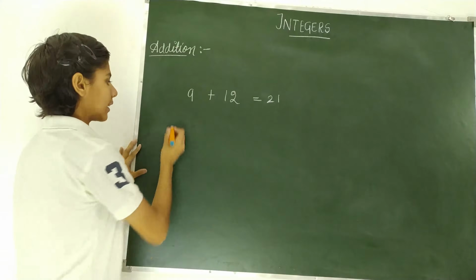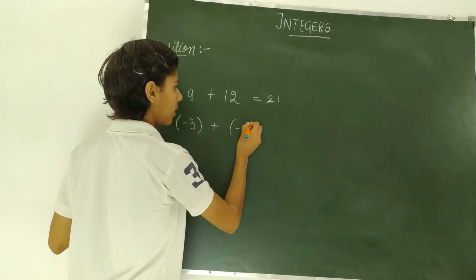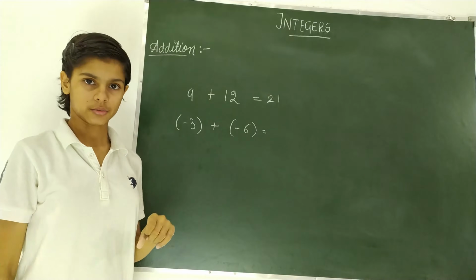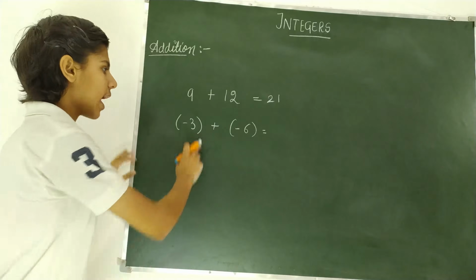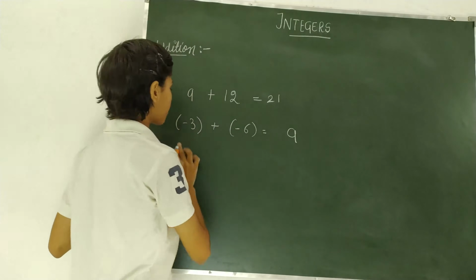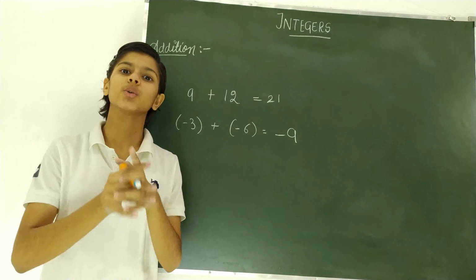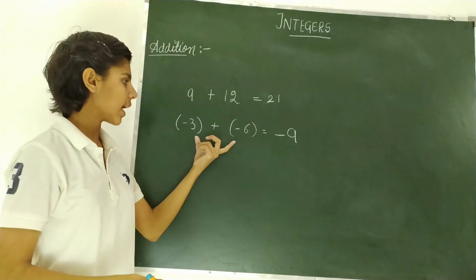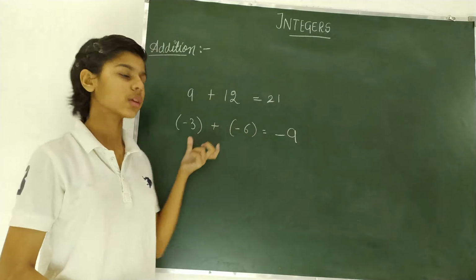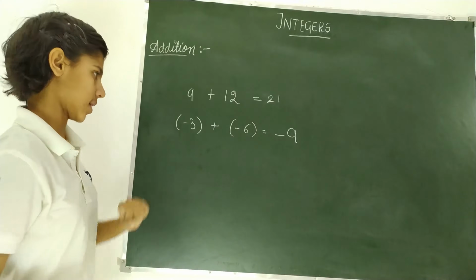Next is, if you are adding any 2 negative integers. For example, -3 plus -6. Here both are negative. So what you have to do is, you will add the numerical value. 3 plus 6 is 9. And you will put the sign of minus. So if you are adding any 2 negative integers, firstly you will add the numerical values and then you will put the sign of minus, because both are having negative sign. This is the first and this is the second one.